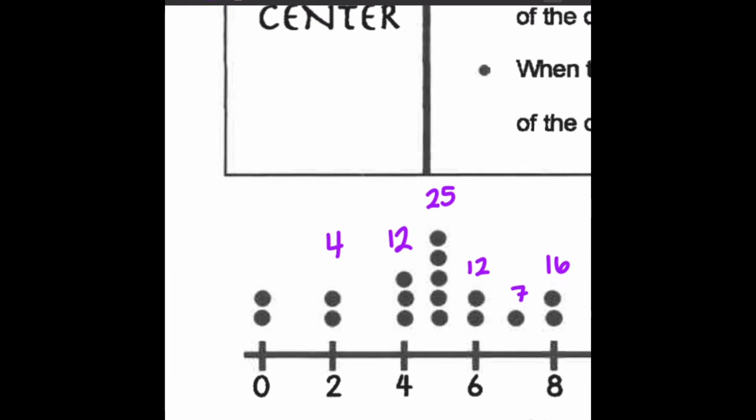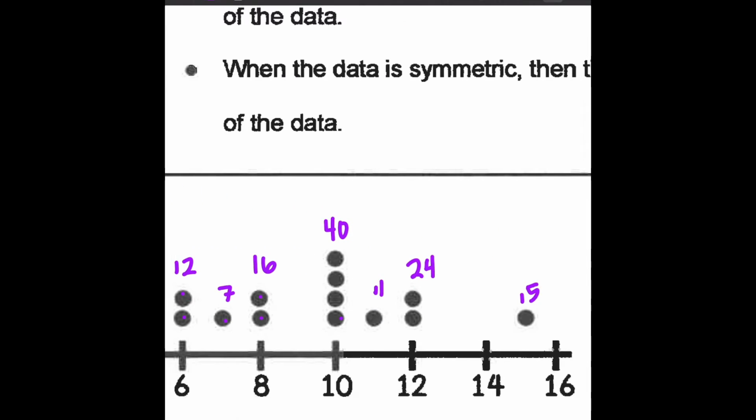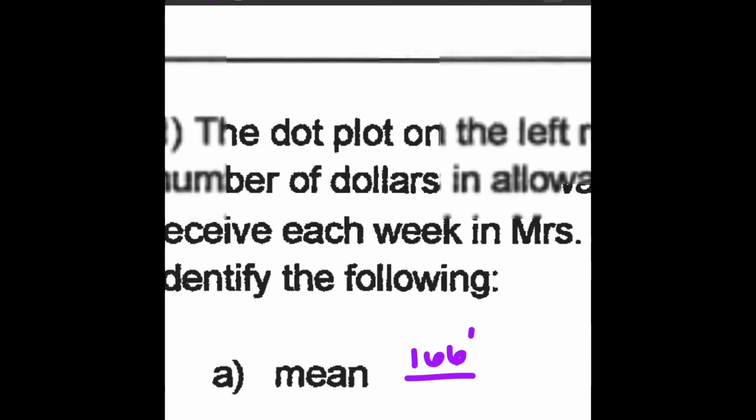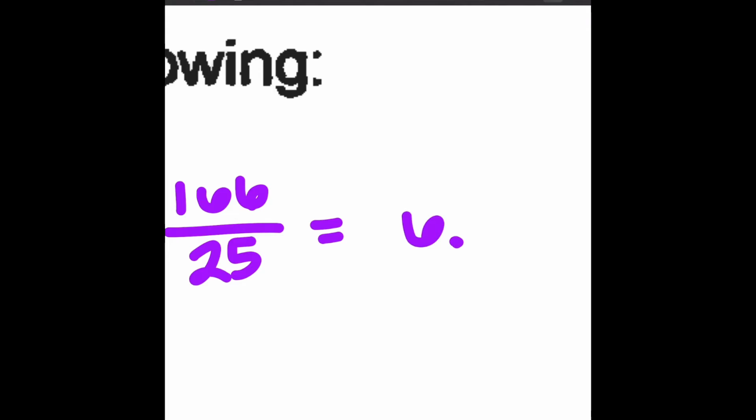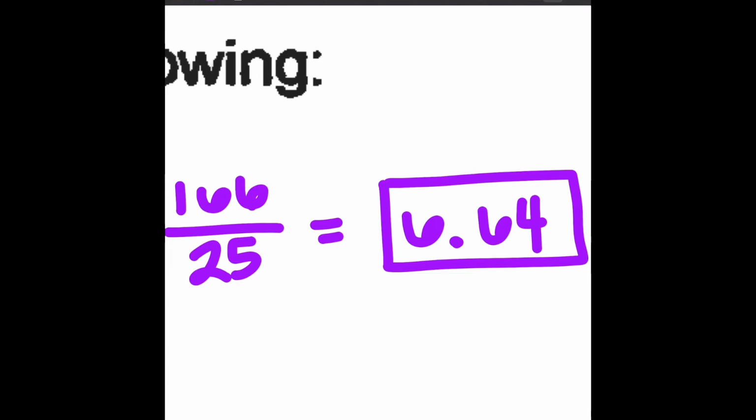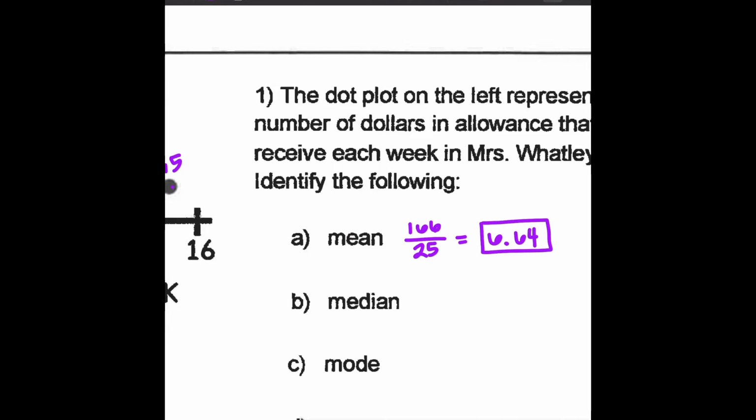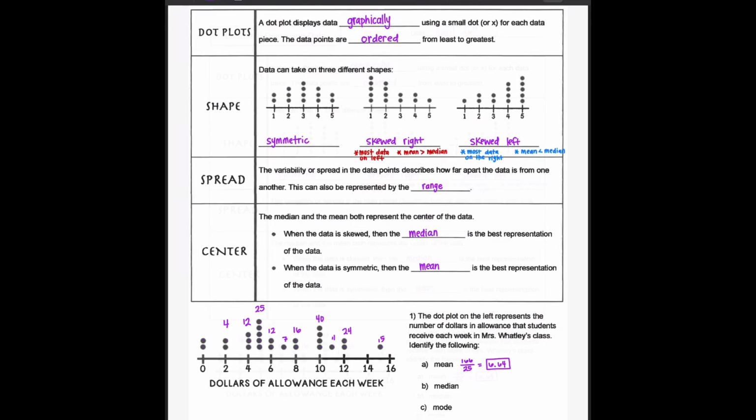So I see I've got 1, 2, 3, 4, 5, 6, 7, 8, 9, 10, 11, 12, 13, 14, 15, 16, 17, 18, 19, 20, 21, 22, 23, 24, 25. So I'm dividing 166 by 25. And when I put that into my calculator, I get 6.64. So that is the average amount of allowance that the students in Ms. Watley's class earn, $6.64. Now let's find the median.